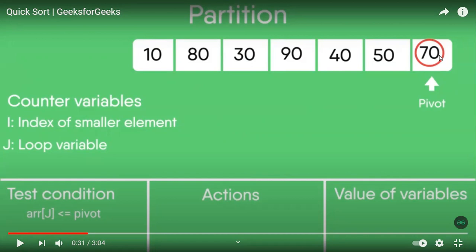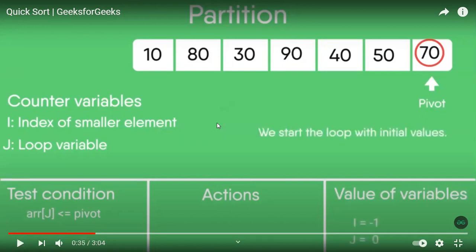Counter variables: index of smaller element and loop variables. I is the index of the smaller element. J is the loop variable. Clear? Next one, the test condition: array of j less than pivot. If the condition is true, what are the actions, and what are the values of the variables I and j.